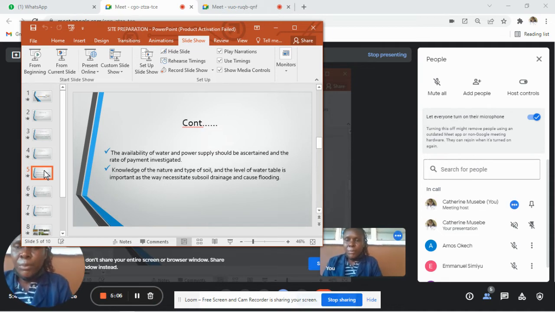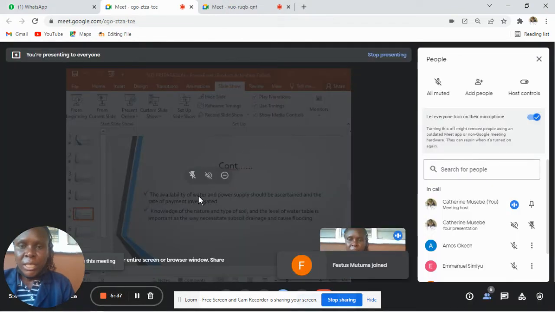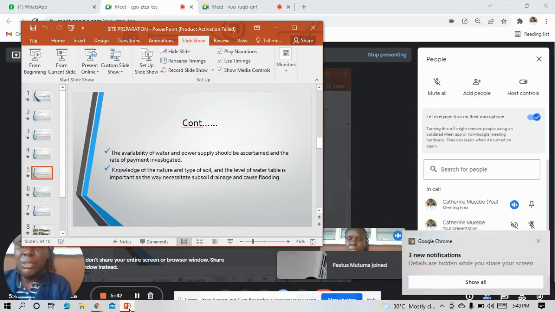So another factor that you have to consider is the availability of water and power supply. In construction works, water is very important and power supply because you will have some machines that will need power. So you have to investigate and see where you will get that water for your work and also the power supply. So you have to look for those factors so that you consider the cost rates that you'll need during the construction work. So that is very important because the power supply can make the machines move.